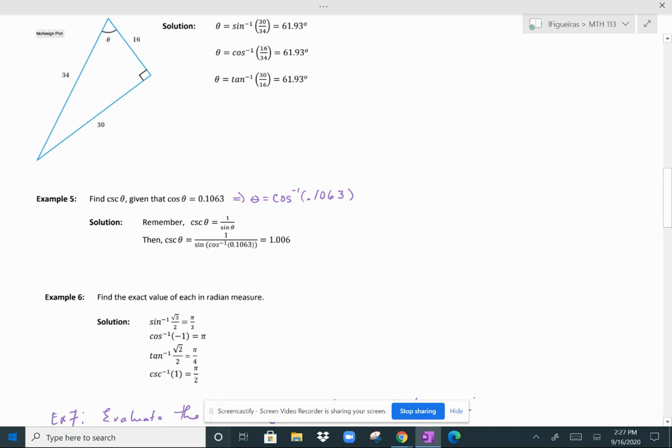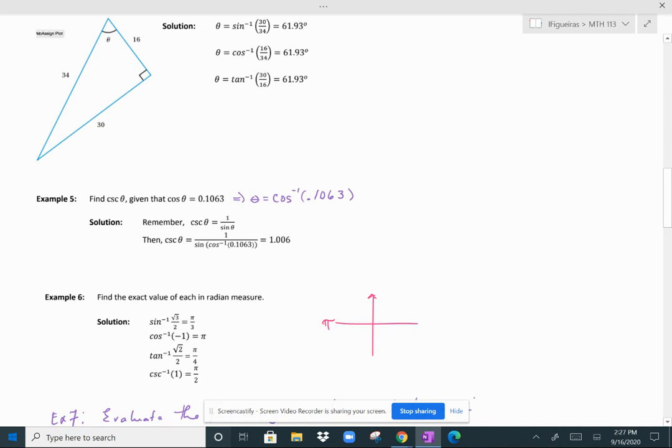Cosine inverse of negative 1. Where is cosine equal to negative 1? Well, that is on the quadrantal angle right here at pi. And so cosine inverse of negative 1 is just pi.